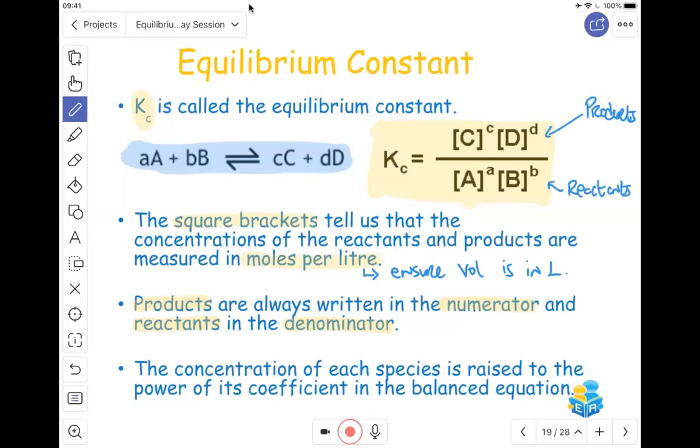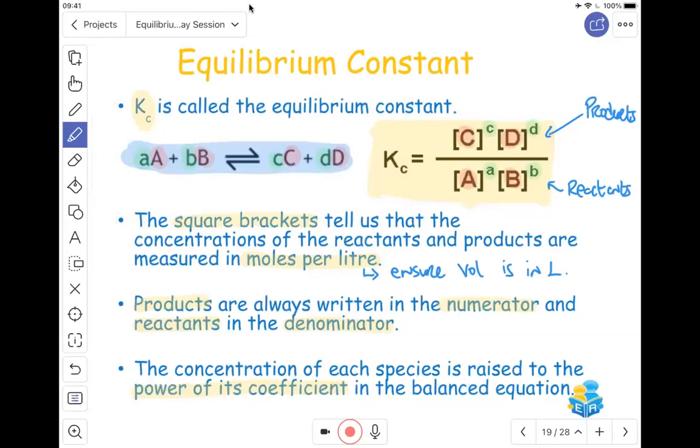Now, you will see that the concentration of each of our species, or each of our elements or compounds or molecules, is raised to the power of its coefficient from the balanced equation. So you will see here, I might be able to highlight them in green for you, that the small letters here, the coefficients, are in your powers up here in your equilibrium constant formula. So it's important that you are aware of that, and that the capital letters refer to the actual molecules themselves that we'll be measuring the concentration of in moles per litre.